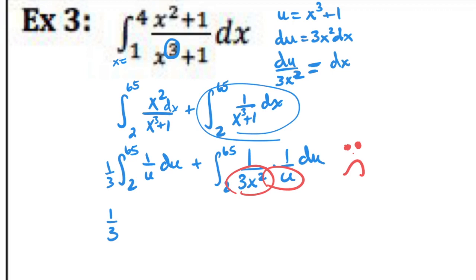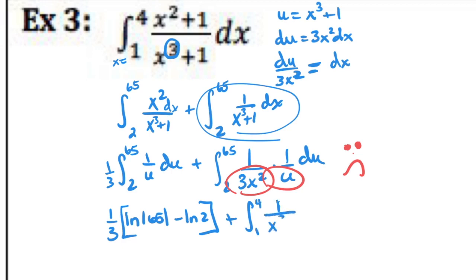What you should do is demonstrate knowledge. And when you demonstrate knowledge, you're going to have the natural log of 65 minus your natural log of 2. But then this next piece, you just don't know the answer. So go back, put in your x's, just put everything back the way it was. Here's your x cubed plus 1 dx. Admit that you don't know the answer to the second part of the problem and be done with it.